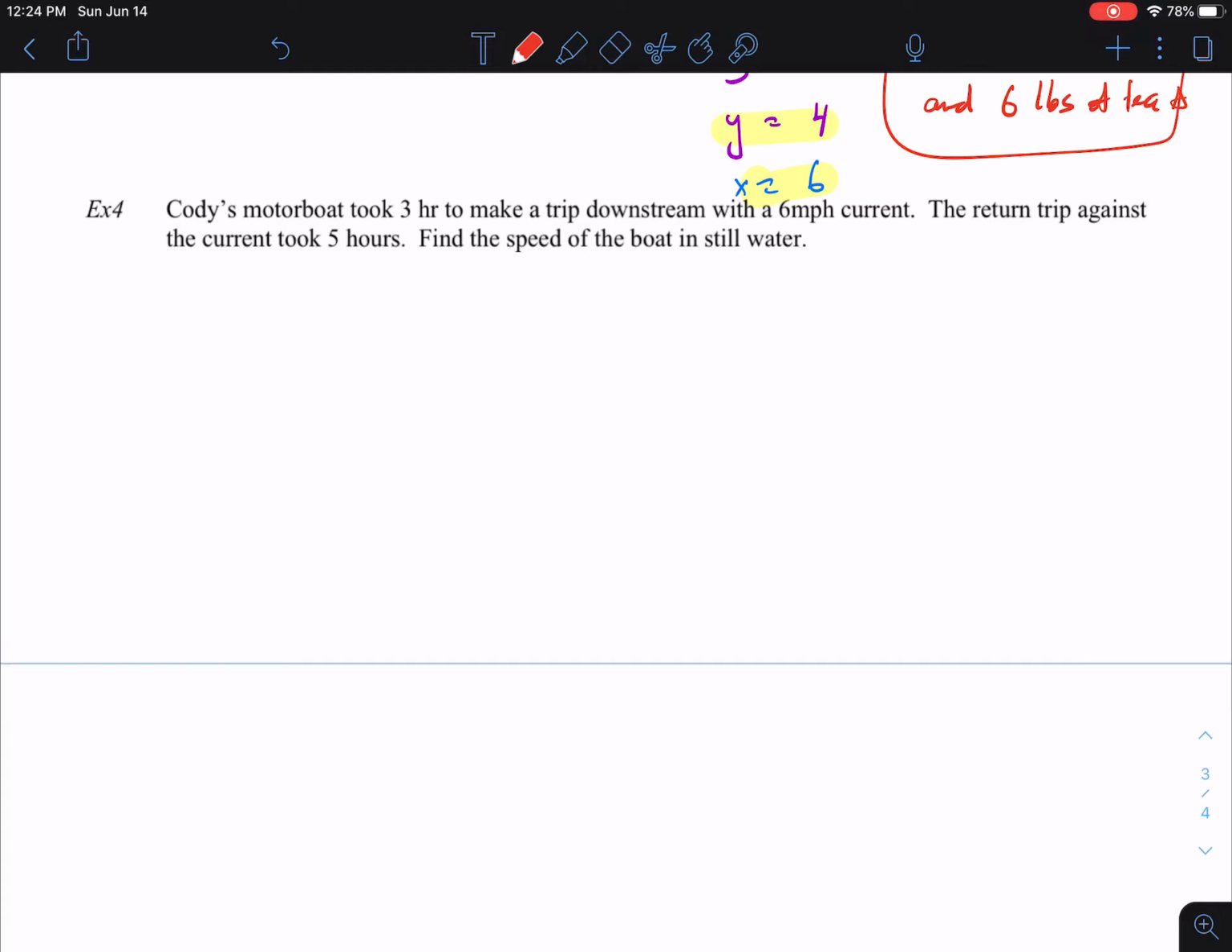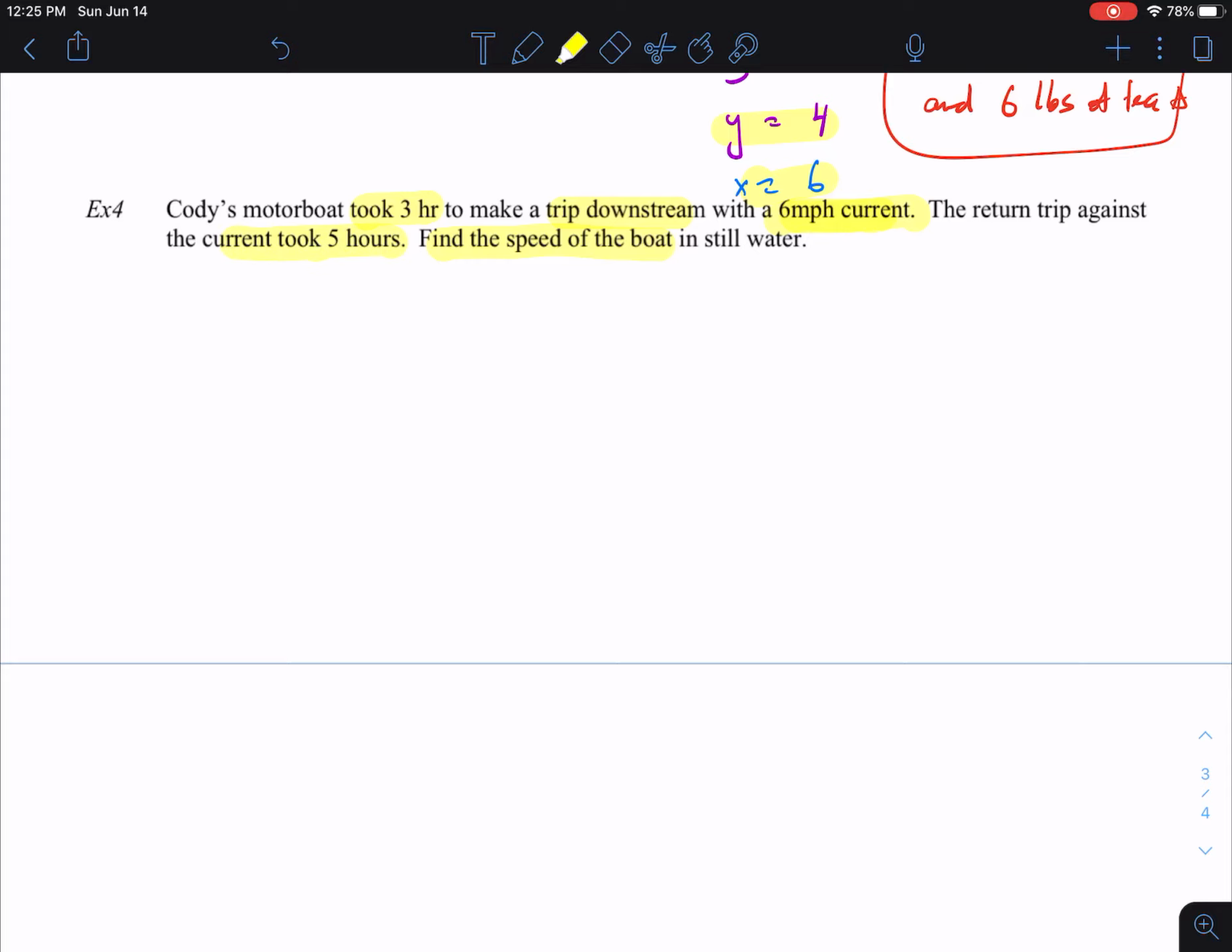speed, distance, and time. It's saying that Cody's motorboat took 3 hours to make a trip downstream with a 6 miles per hour current. The return trip against the current took 5 hours. We want to find the speed of the boat in still water. Okay, so here's what we're asked to find. And we're given that it took 3 hours to make a downstream trip with this speed of the current, and then the return trip against the current took 5 hours.